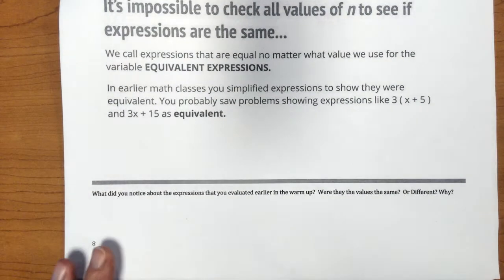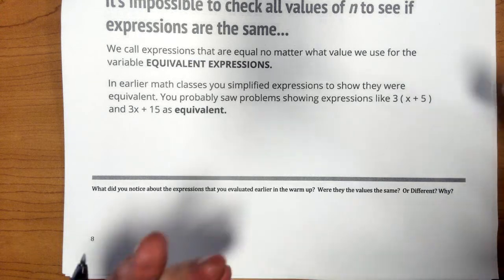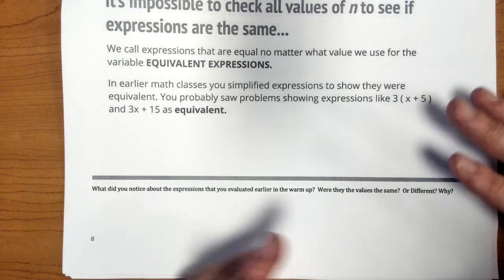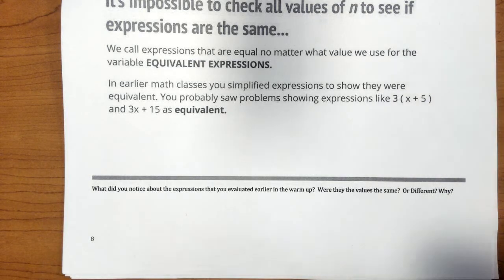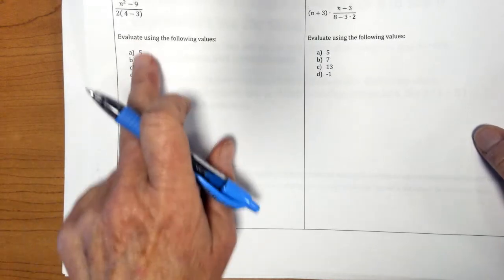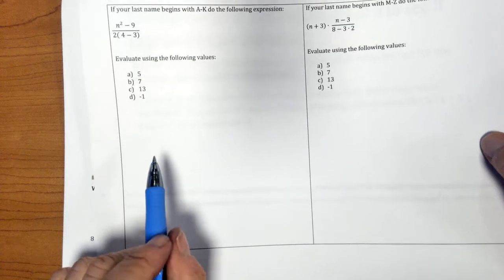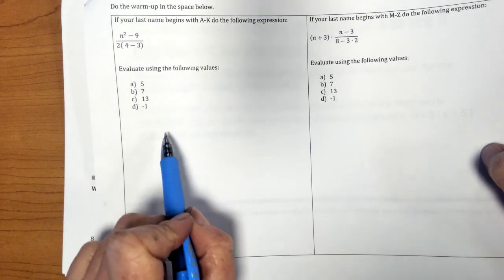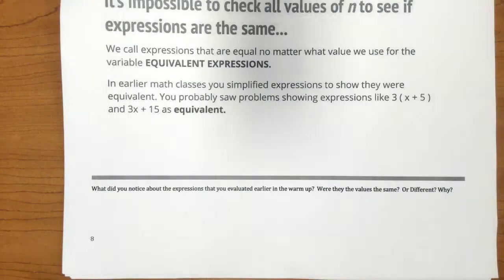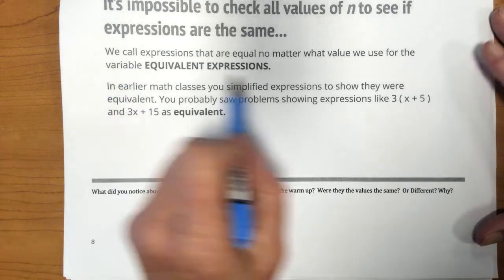Basically, it's impossible for me to figure out all values of n to see if the expressions are the same. If I go back and look at the work, there are more values than these that I can put in for n. I can put in an infinite number of values. And so what that means is I'd have to determine whether they were equivalent or not.